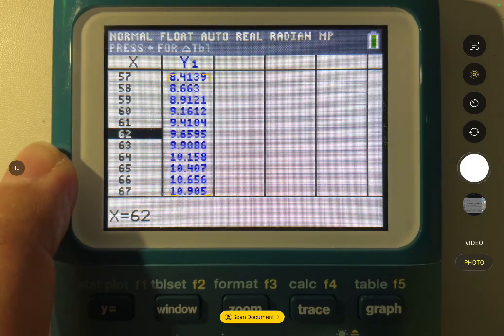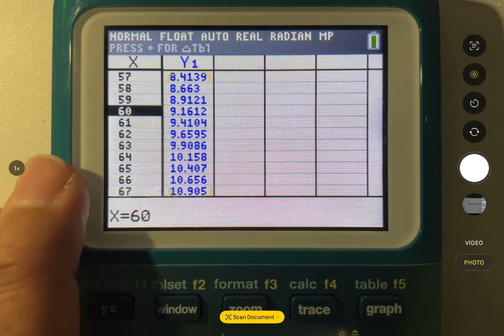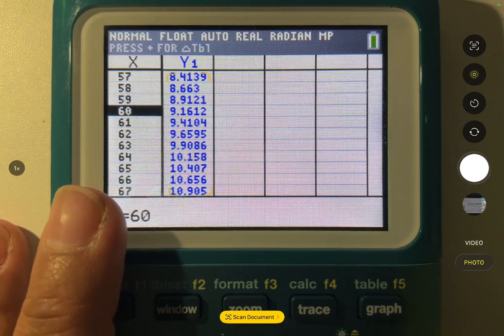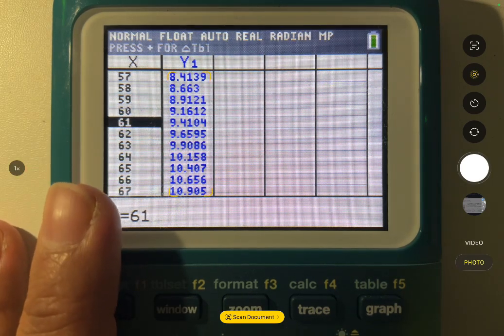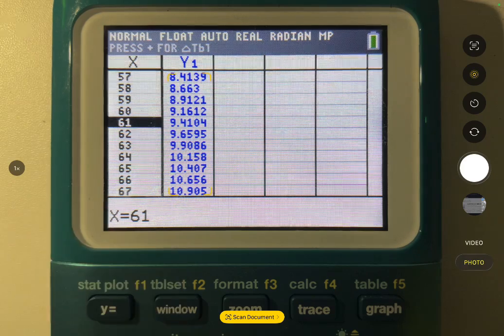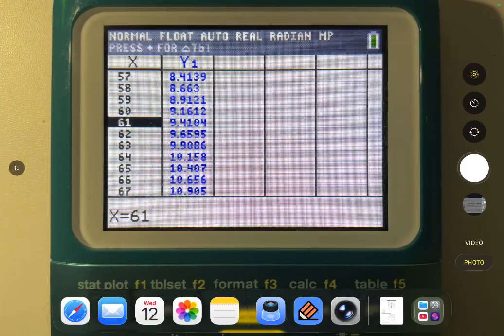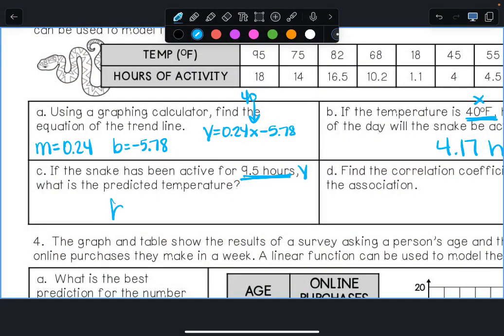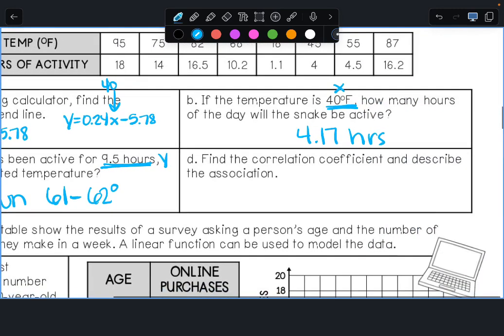So that means that whatever the temperature is, the temperature has to be in between what? 61 to 62. Between 61 and 62 degrees. 61 and a half. So once again, you would look for the answer choice that is between 61 and 62 degrees Fahrenheit. Got it? You don't have to find the exact answer.